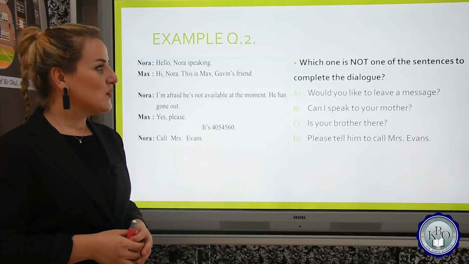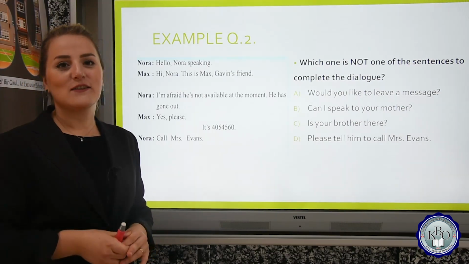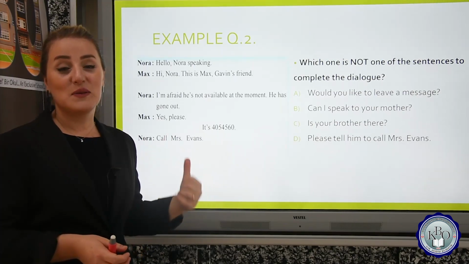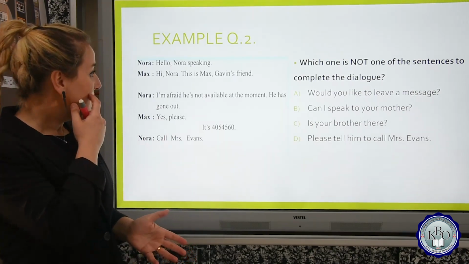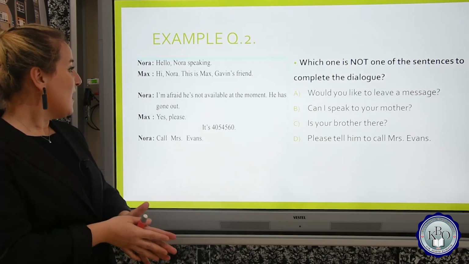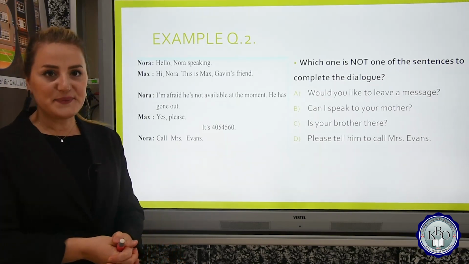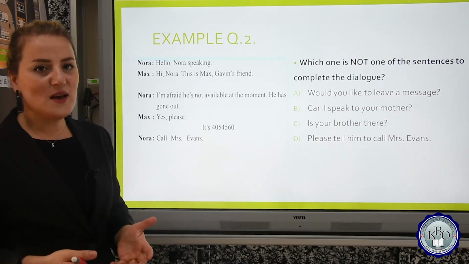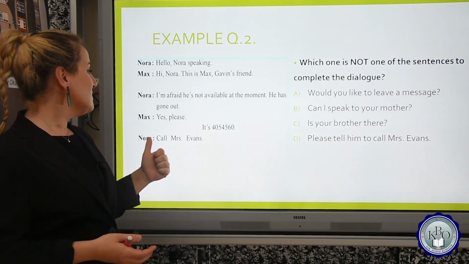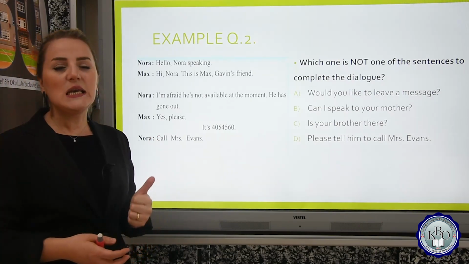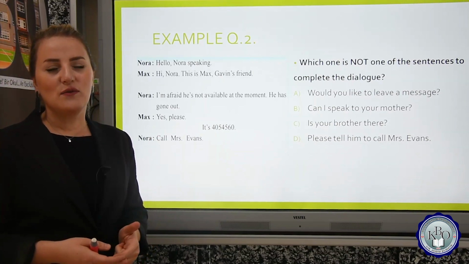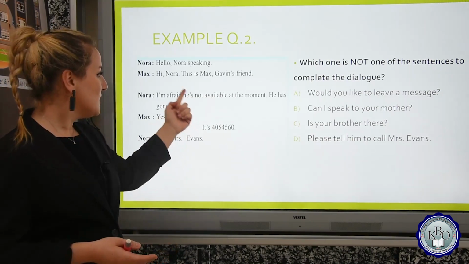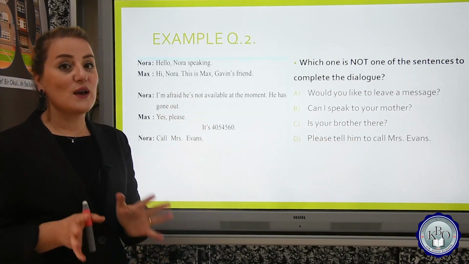Which one is not one of the sentences to complete the dialogue? So, we are looking for a sentence which cannot fill in the blanks in this dialogue. Right. Okay, hello, Nora speaking. Hi Nora, this is Max, Gavin's friend. So, Max is asking for something or saying something here that Nora answered like this. I'm afraid he is not available. So, we are looking for a boy. Why? Because Nora is talking about he. So, we are looking at boy.